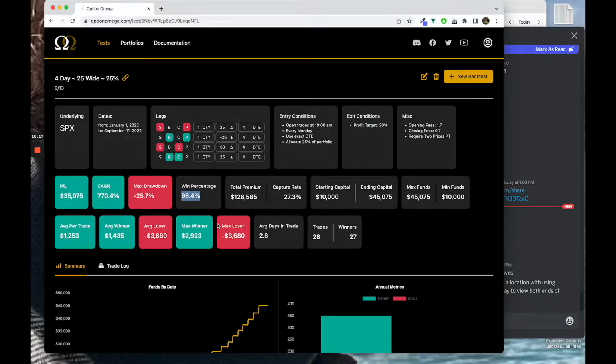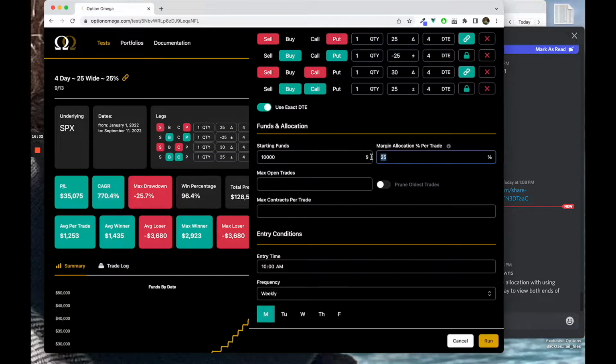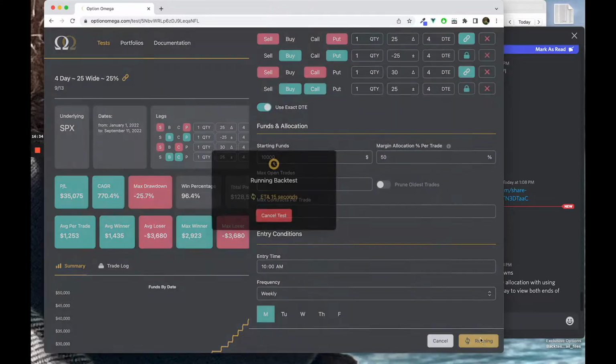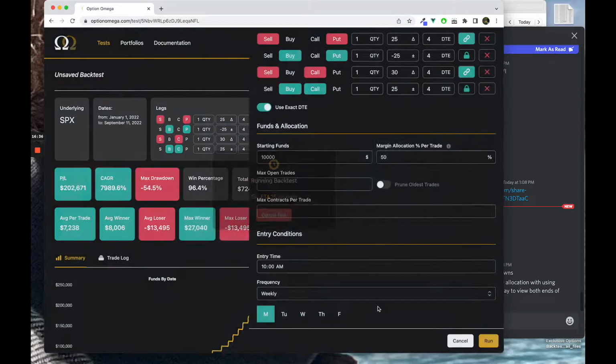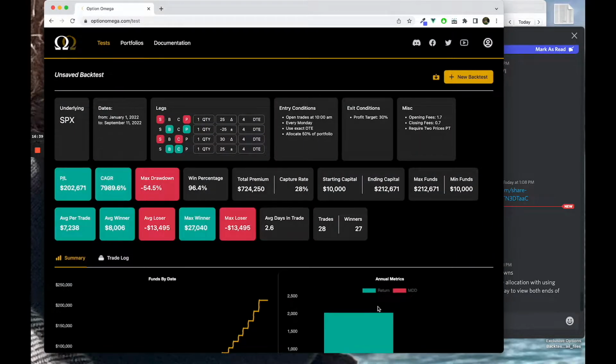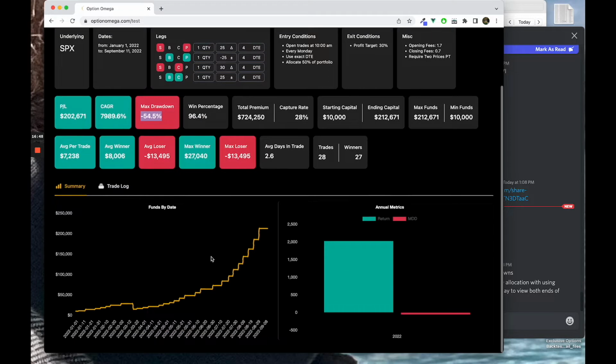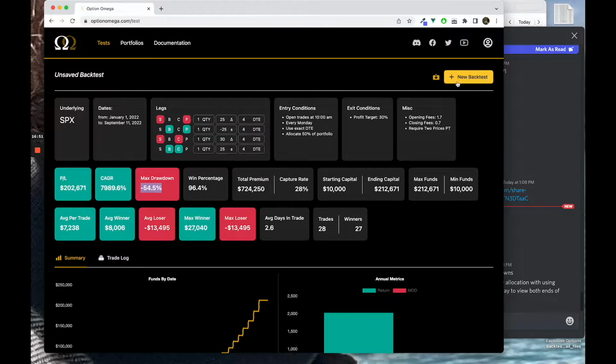Pretty high win rate year to date. So that 25% does really, really well. Okay. So remember that 35,770 CAGR. Let's just do it live. Let's go 50%. Okay. This is super interesting. A lot more P&L, crazy CAGR year to date, bigger drawdown. Right? That's a 50% allocation of that trade.